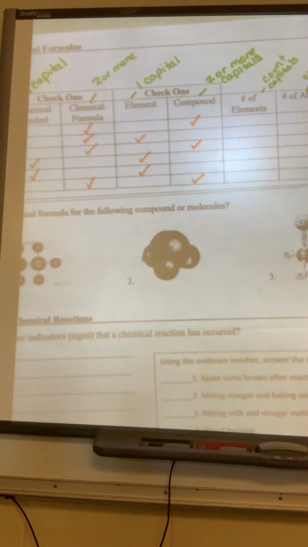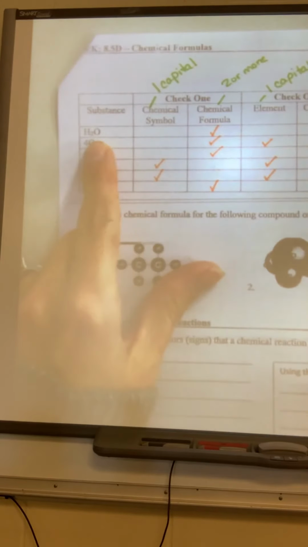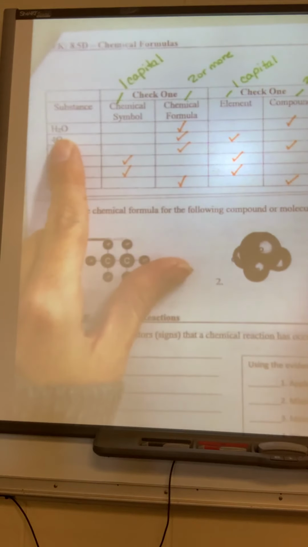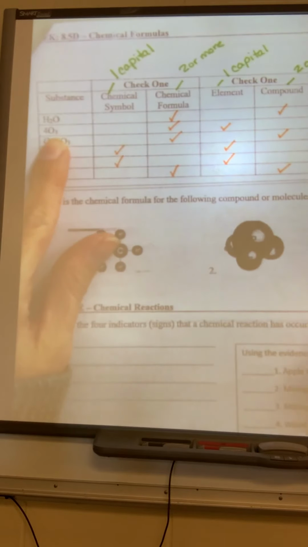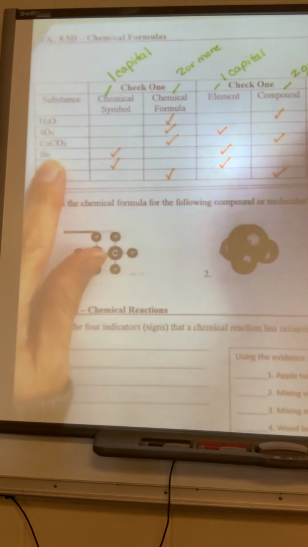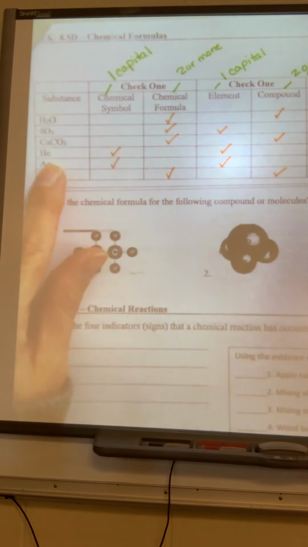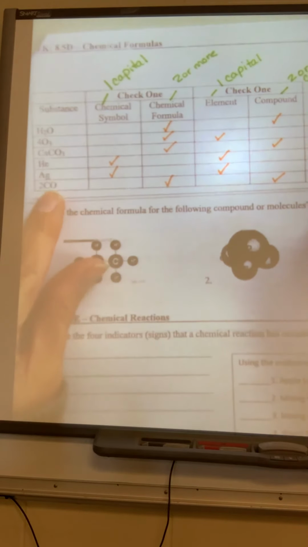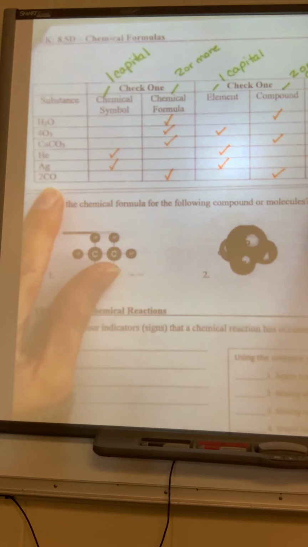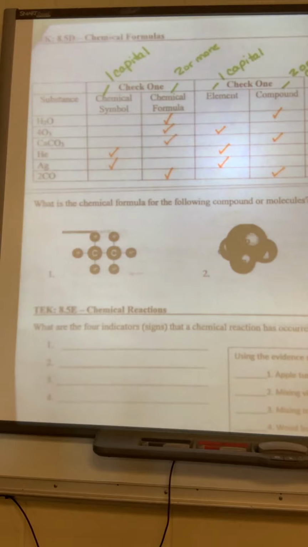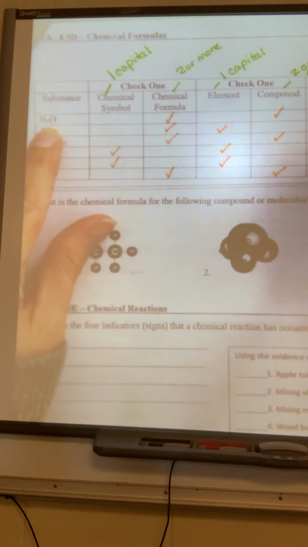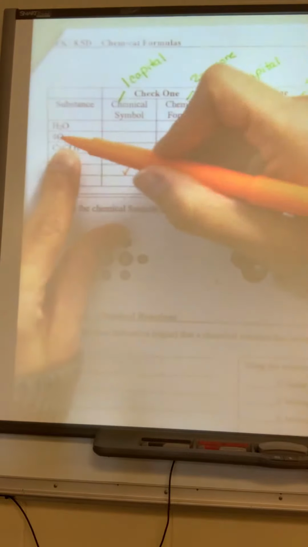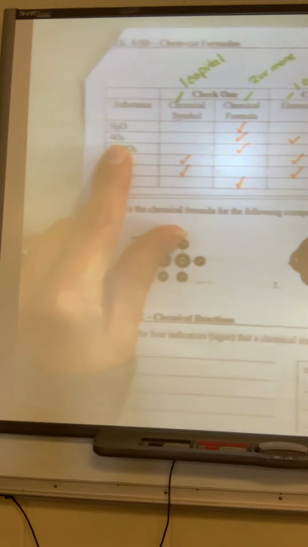So let's come back here. H2O, how many elements are there? How many capital letters do I have? 2. On the next one, 4O3. 1. The next one, 3. Next one, 1. Next, 1. And then the last one, 2. All right, the number of each. So how many hydrogen do I have in H2O? 2. How many oxygen? 1. That gives me a total of what? 3.